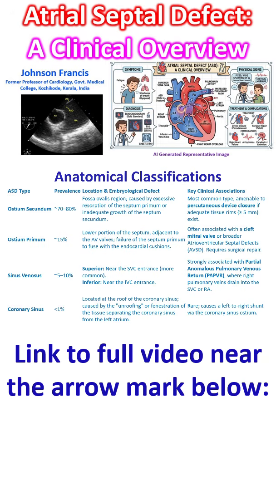Coronary sinus variety, less than 1%, is located at the roof of the coronary sinus, caused by the unroofing or fenestration of the tissue separating the coronary sinus from the left atrium. Rare, it causes a left to right shunt via the coronary sinus ostium.